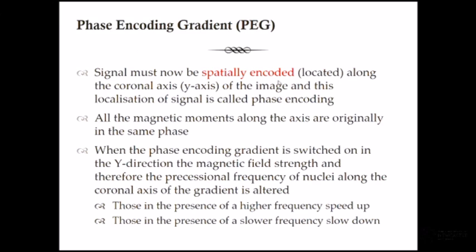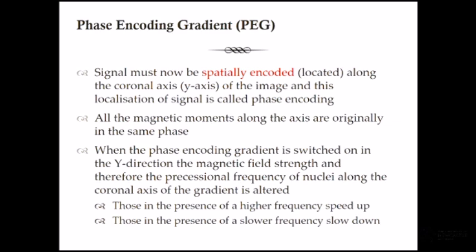So the signal must now be spatially encoded, located along the coronal axis of the image. And again, we're using that example of axial imaging. And we do that by a process we call phase encoding. So all the magnetic moments along the axis are originally at the same phase.